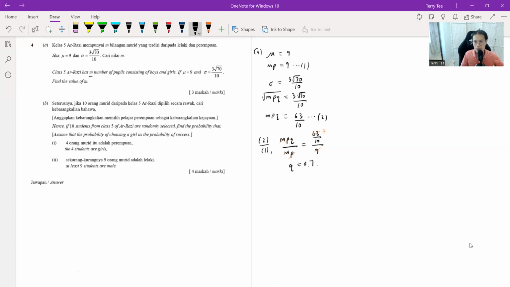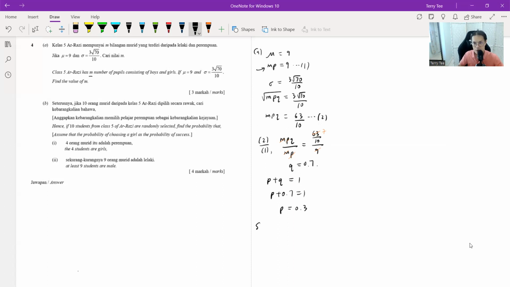So now that I got my Q value, I need to find my P value before I can find M. So we know the relationship between P and Q. P stands for probability of success, Q is probability of failure. If your Q is 0.7, your P should be 1 minus 0.7, 0.3. But I haven't answered the question yet. The question wants to find M. So we need to find P before we can find M.